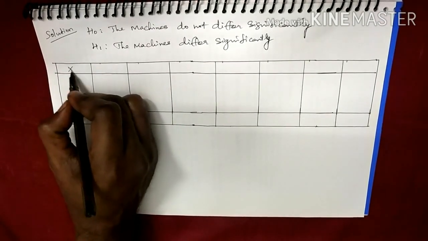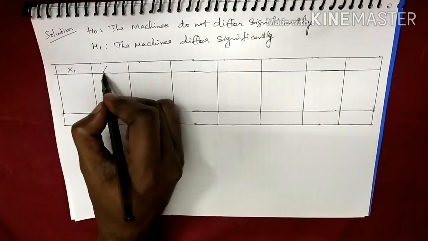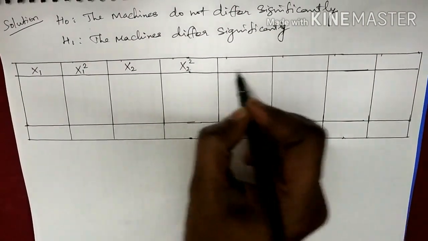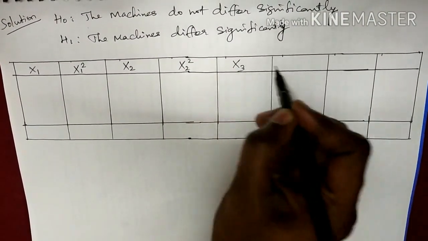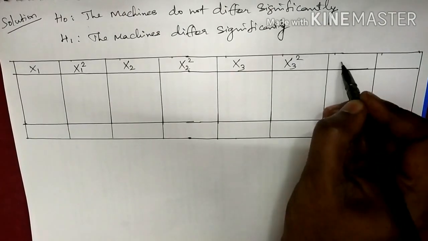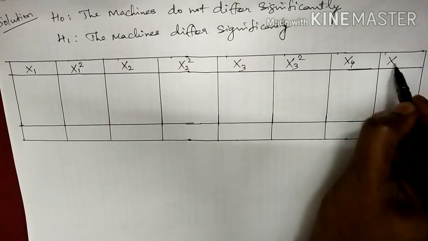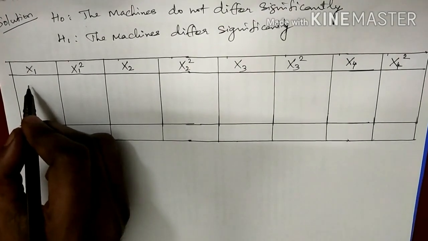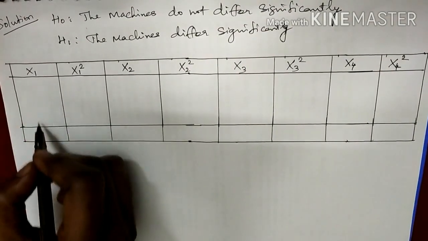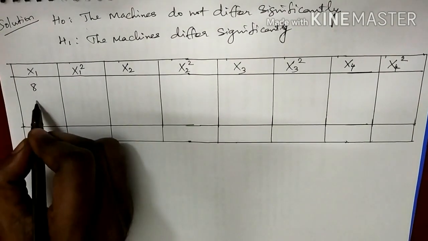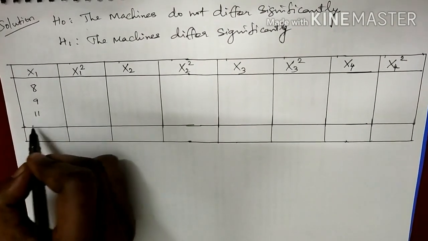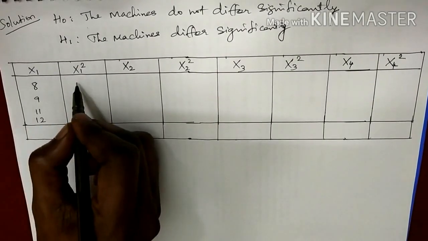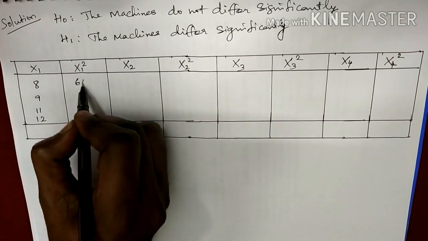Okay, now we are going to form the table. First column x1, x1 square, x2, x2 square, x3, x3 square, and finally x4, x4 square. X1 is nothing but the values given in the first column. Just fill them up: 8, 9, 11, 12. X1 square is just squaring them. 8 square is 64.